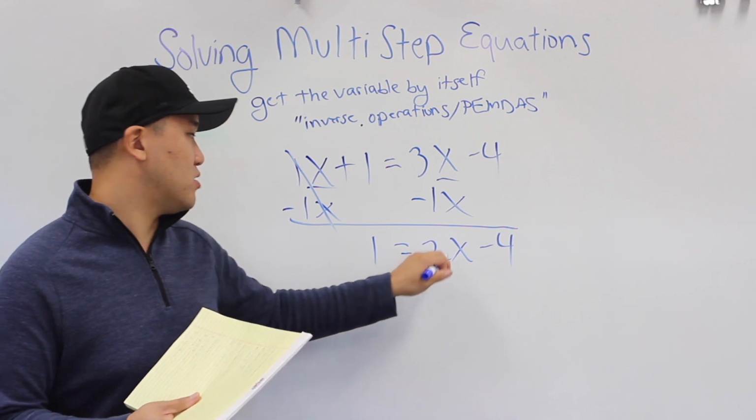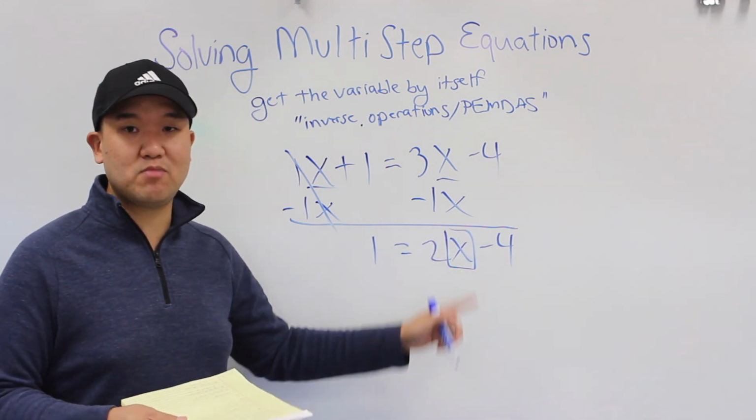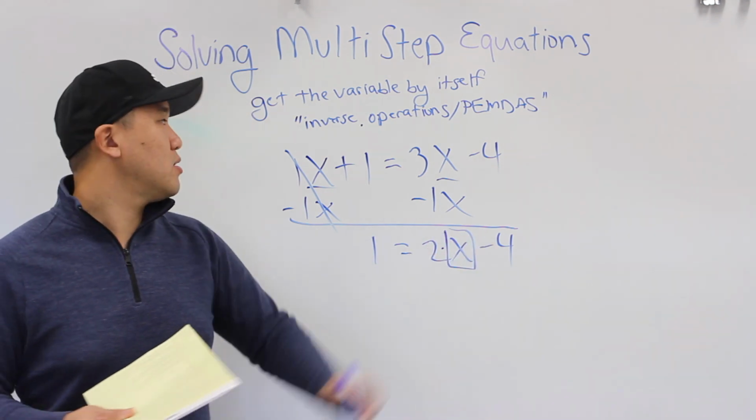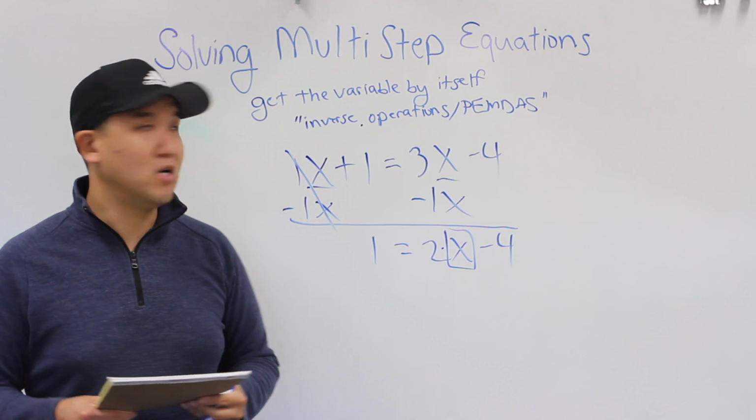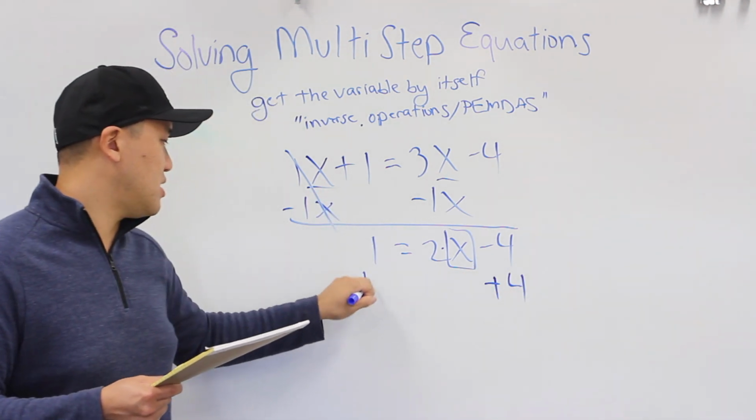So then what do you have to do? Now it's like what we just did before. Your goal is to get x by itself. So we have a -2 and a -4. Inverse operations. Let's move the 4 first. You have to add 4 to both sides.